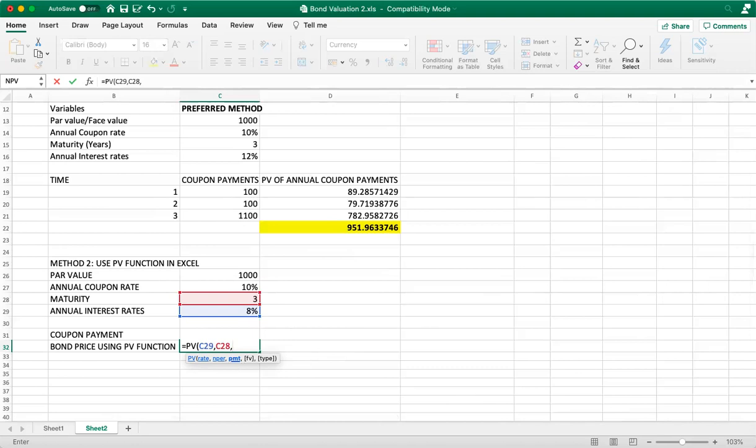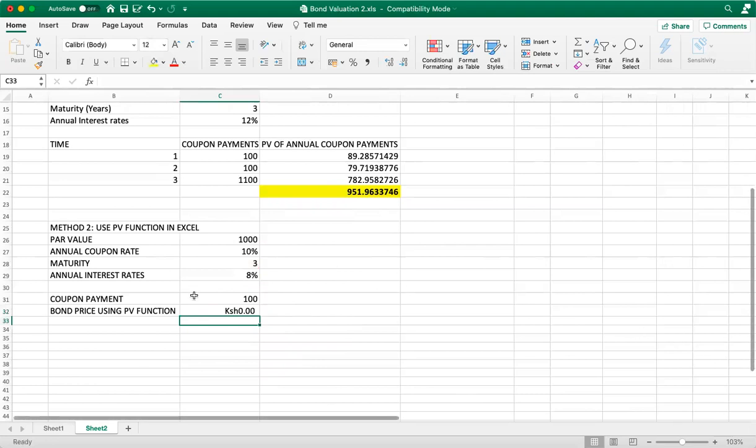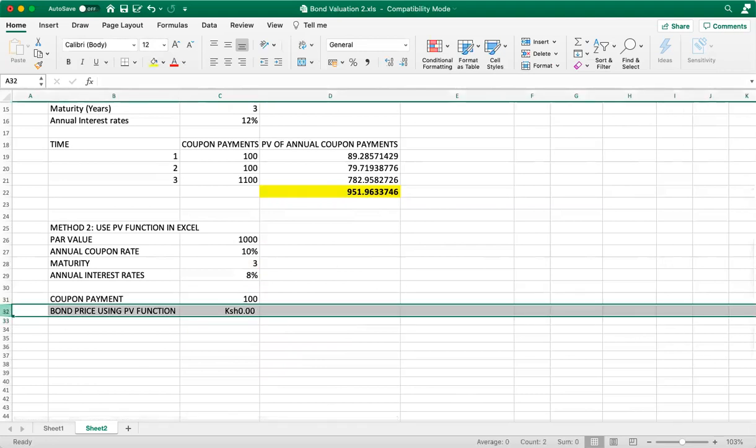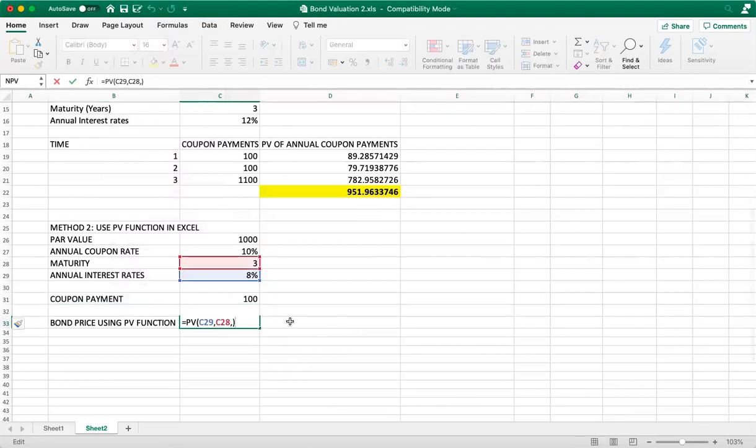We computed it here. I think it's hiding. Just a moment. Let me insert. Yeah. So our periodic payment is 100. So you have that 100. Yeah. So Excel now knows this is an annuity. So we have the first bit where we are getting 100, 100, 100 for 3 years. So put that in brackets.